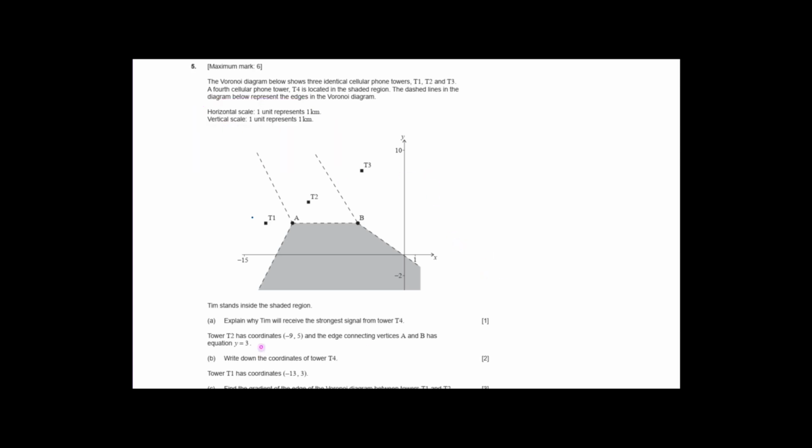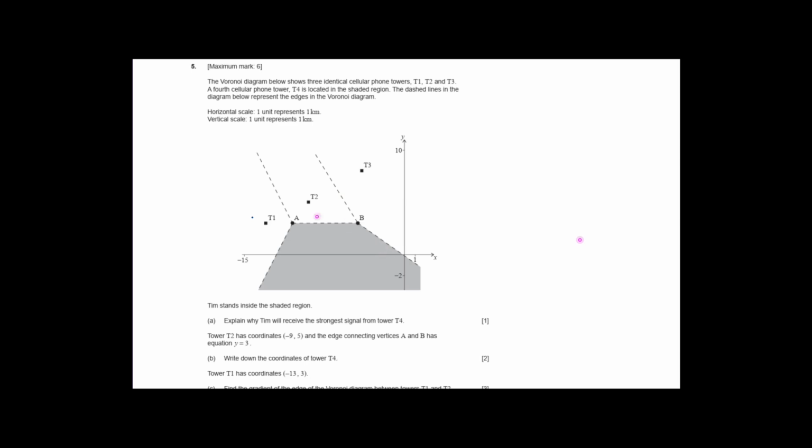Okay, fair enough. Explain why Tim stands inside the shaded region. Good for him. Explain why Tim will receive the strongest signal from Tower 4. And this is a kind of dumb question. It's a really weird question. So it presumes a couple of things. It presumes that all cell phone towers are equal, which probably is not true. And it presumes that there's no hills or buildings here.